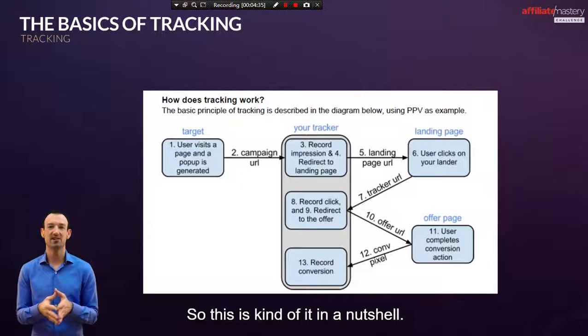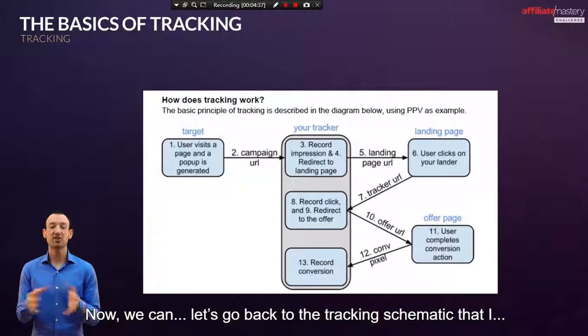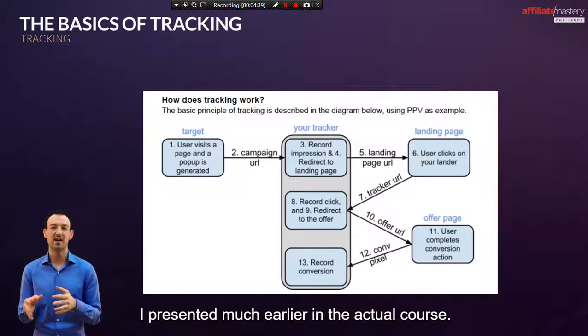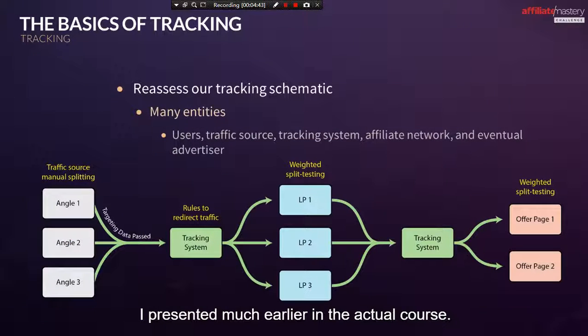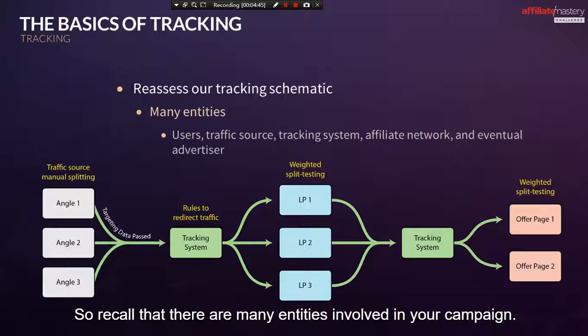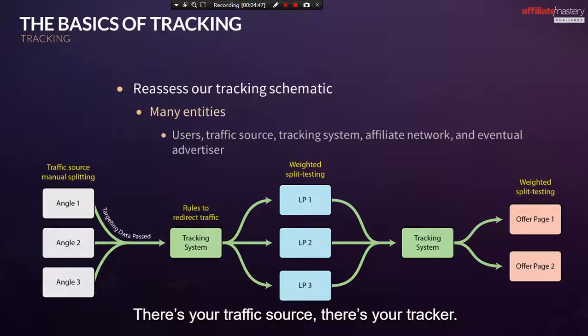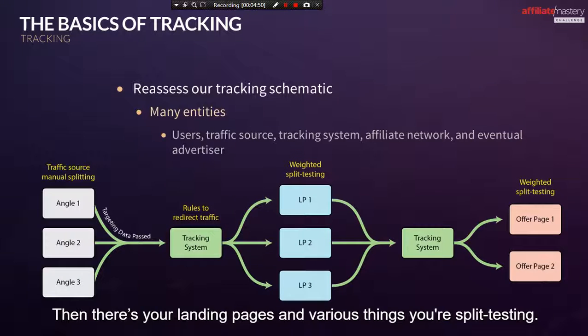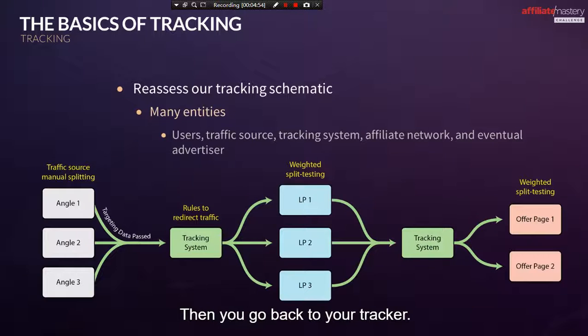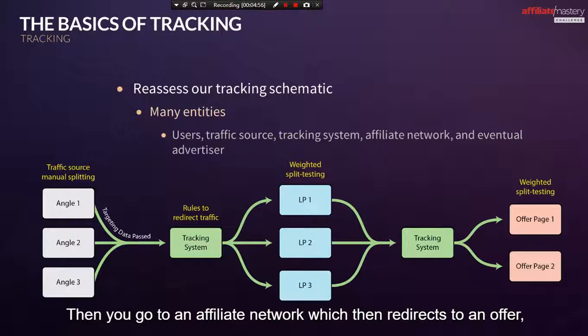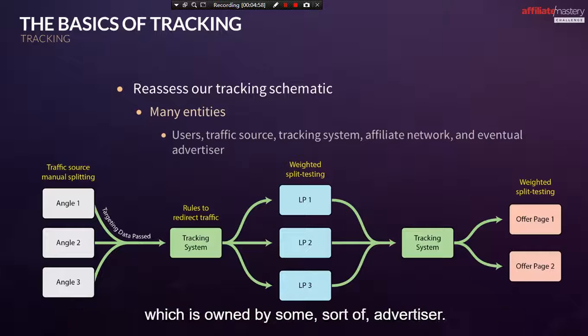So this is kind of it in a nutshell. Now, let's go back to the tracking schematic that I presented much earlier in the actual course. So recall that there are many entities involved in your campaign. There's your traffic source, there's your tracker, then there's your landing pages and various things you're split testing. Then you go back to your tracker, then you go to an affiliate network, which then redirects to an offer, which is owned by some sort of advertiser.